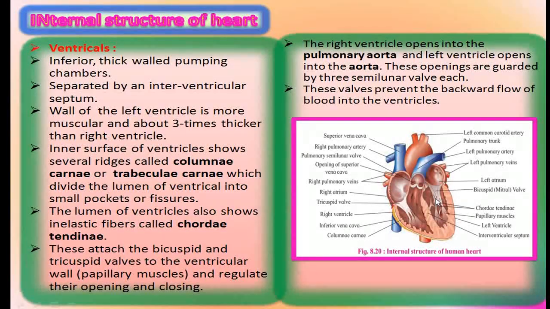And here this is the bicuspid or mitral valve. This is the bicuspid or mitral valve, which can prevent the backflow of blood.